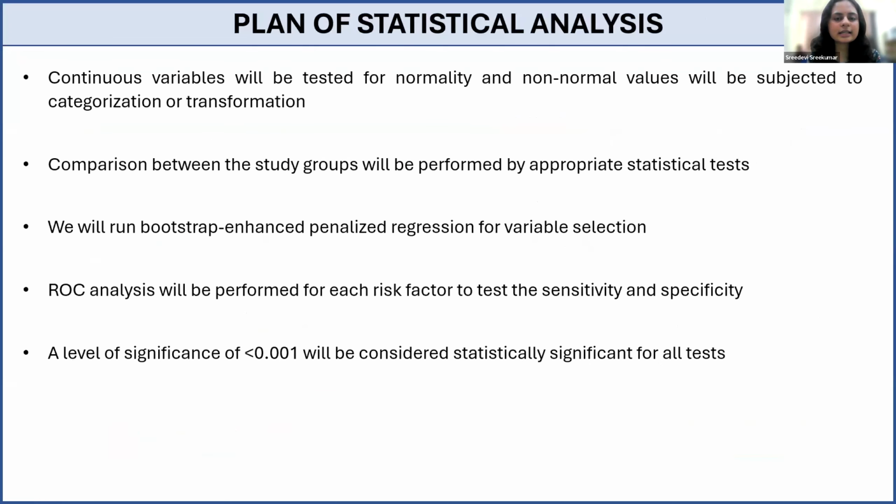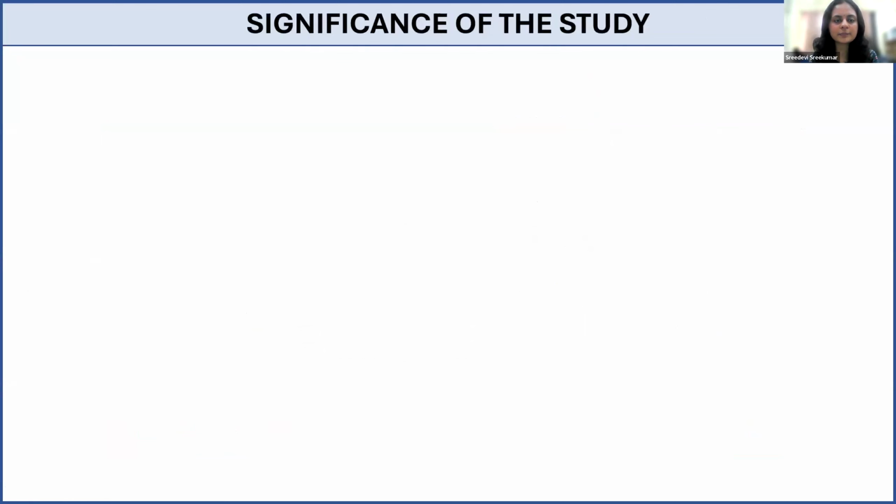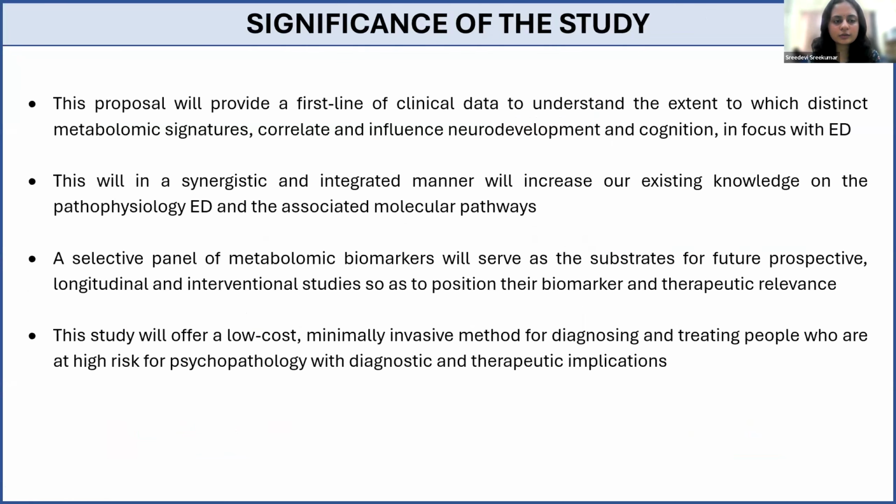So this is the statistical analysis I'll be doing. I'll be converting the continuous variables, and comparing the study groups using appropriate statistical tests. We'll be running bootstrap-enhanced penalized regression for variable selection, after which I'll be doing ROC analysis to understand the sensitivity and specificity of the selected biomarkers, and a level of significance of less than 0.001 will be considered statistically significant. So what is the significance of this study?